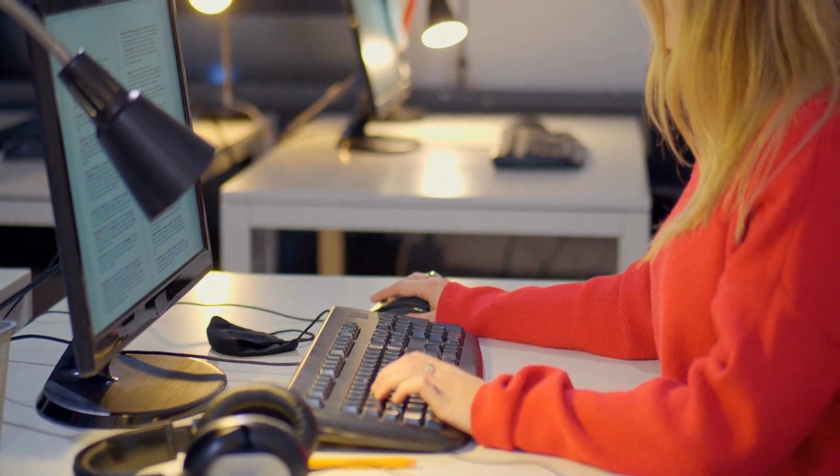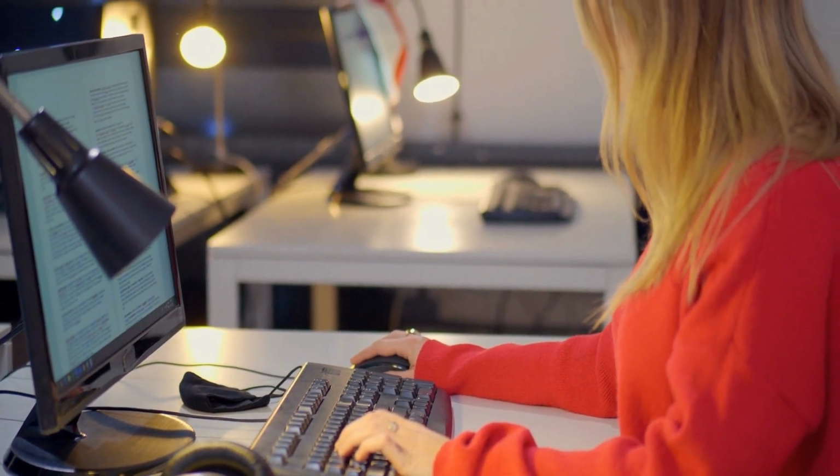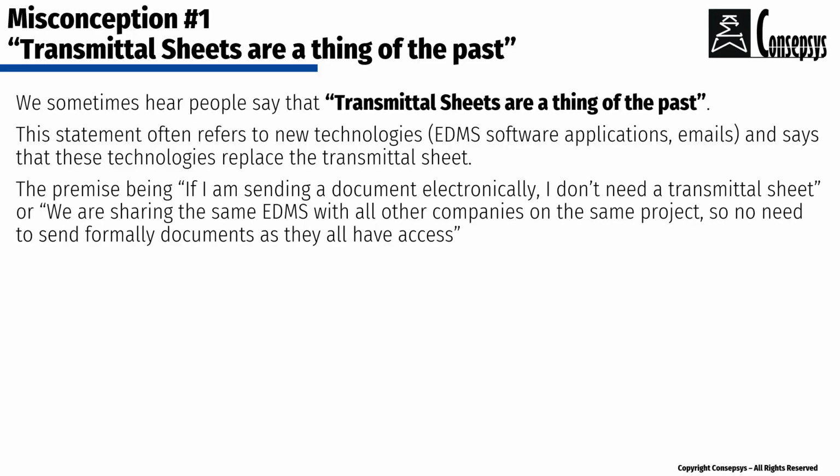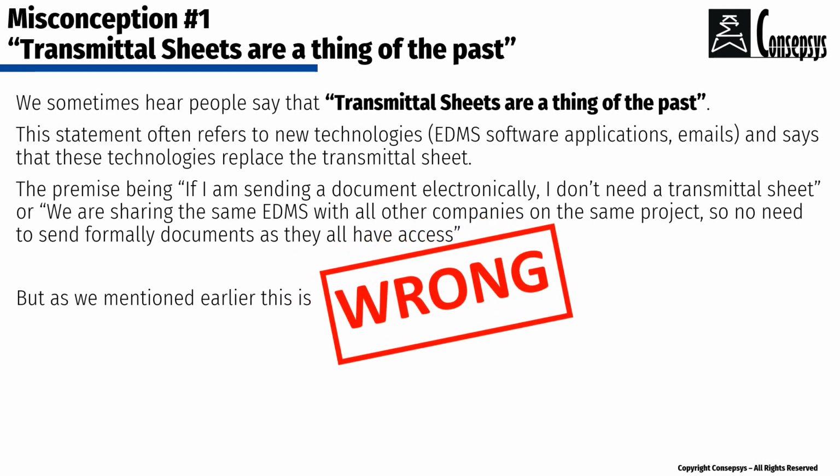It says that these technologies replace the transmittal sheets, the premise being, if I'm sending a document electronically, I don't need a transmittal sheet. Or, we are sharing the same eDMS with all other companies of the same project, so no need to send formally documents as they all have access already. But as we mentioned earlier, this is wrong.